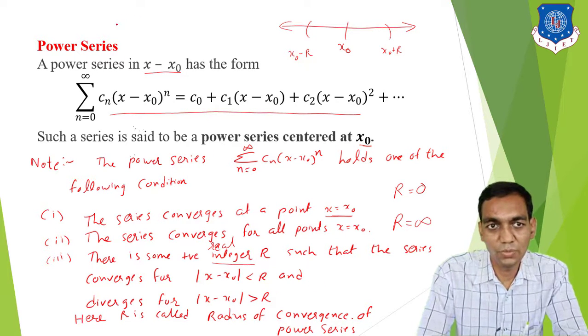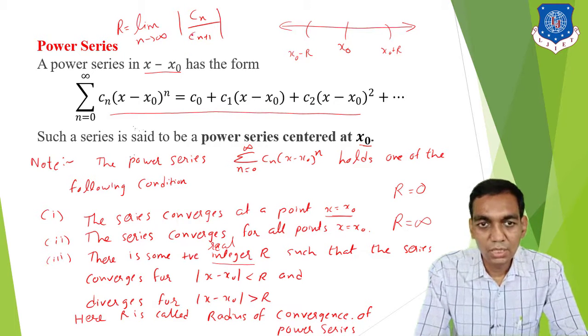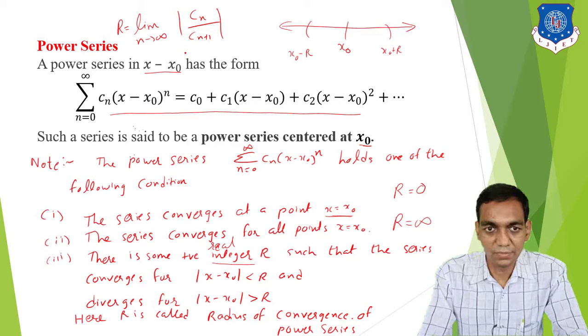Okay, now radius of convergence you have learned in the first semester, and the formula is, if you have to obtain the radius of convergence, then it is obtained by the limit of mod Cn upon Cn plus 1, by the ratio test, correct? So this is the radius of convergence.